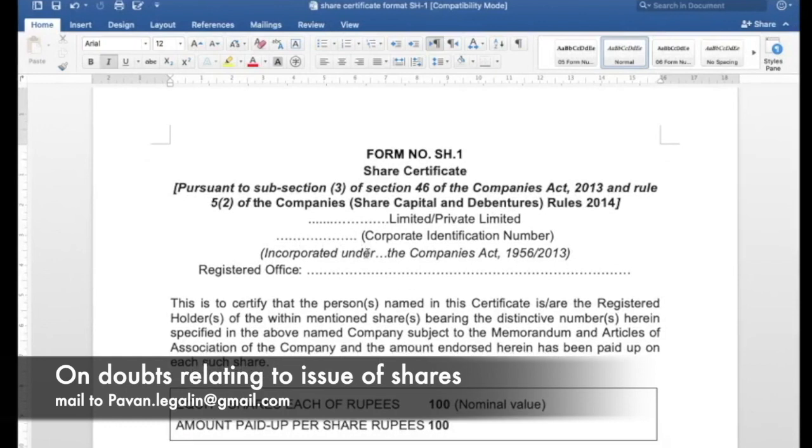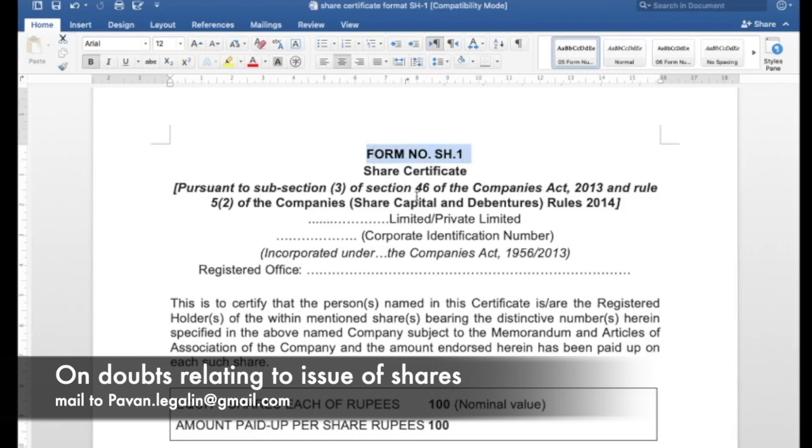Hi everyone. In this video, I'll be explaining how to fill a share certificate. When we normally talk about share certificates, the Companies Act by itself has given you a specified format in which share certificates have to be filled. The format is SH1. So share certificates should be filled only in this particular format.